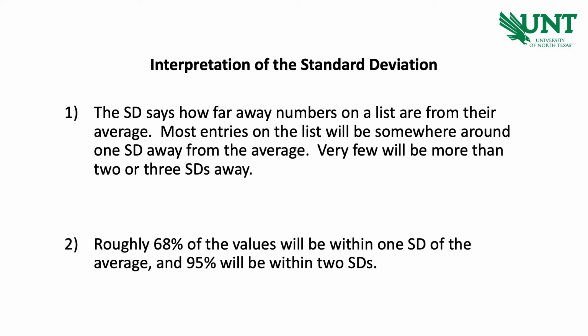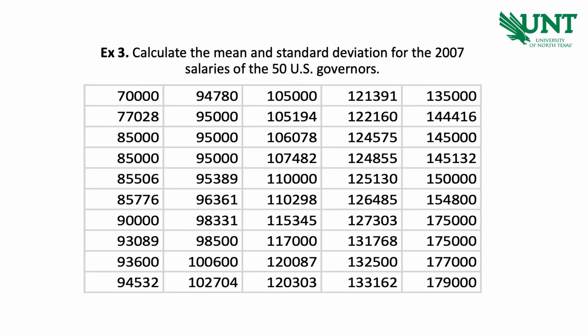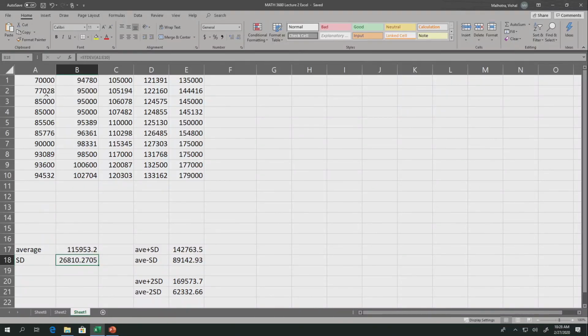Second, roughly 68% of the values will be within 1 standard deviation of the average, and 95% will be within 2 standard deviations. Now, let me explain how to use Excel to calculate the mean and standard deviation of these data sets. First, record all the data values and highlight them with your mouse.